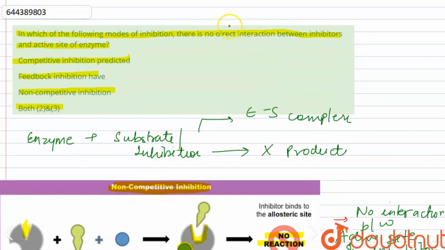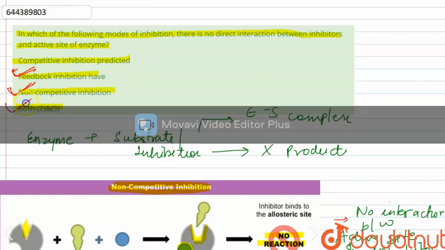Now let's look at the question. In which of the modes of inhibition is there no direct interaction between inhibitor and active site? Feedback inhibition and non-competitive inhibition. So the answer is both 2 and 3. Okay, this is your answer.